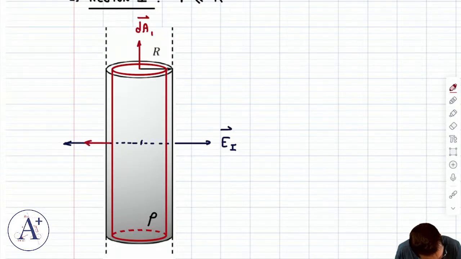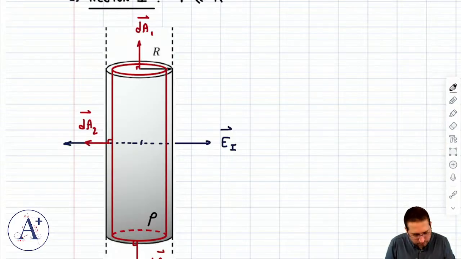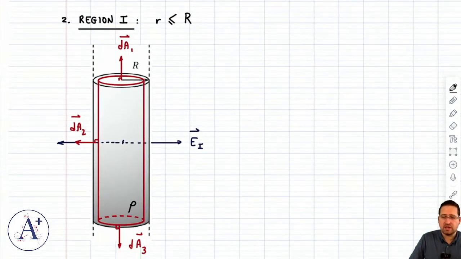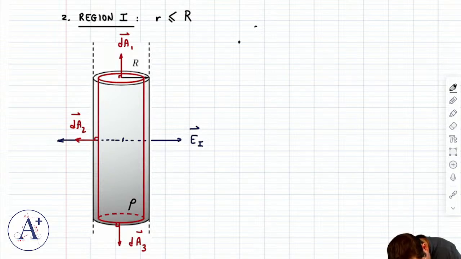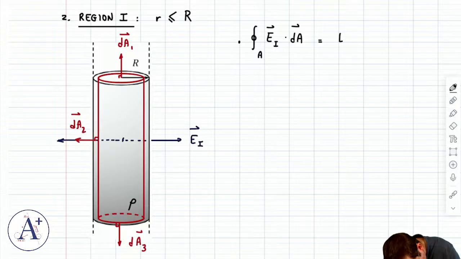Okay, this is going to be dA1, dA2, dA3, and now hopefully this is convincing. There's no reason why the electric flux should be any different, right? The electric flux through the closed cylinder is going to come out to be E1 times 2 pi rL. Okay?